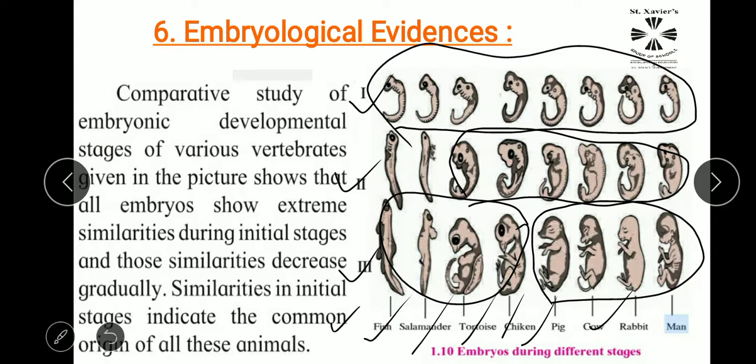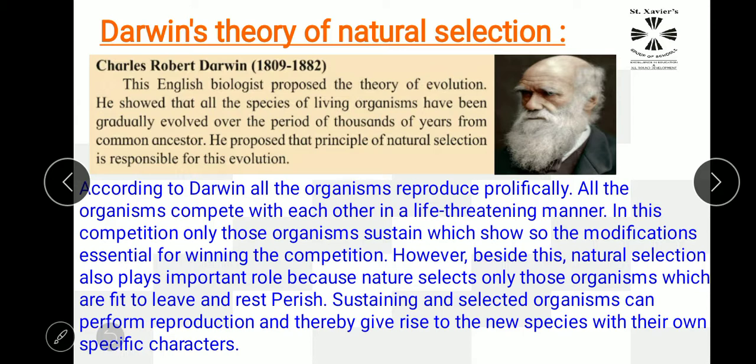Let us continue, students. Next we are going to study Darwin's theory of natural selection. Charles Robert Darwin, from 1809 to 1882, this English biologist proposed the theory of evolution. He showed that all the species of living organisms have evolved over a period of thousands of years from a common ancestor. He proposed that the principle of natural selection is responsible for evolution. Natural selection, students, what is natural selection?